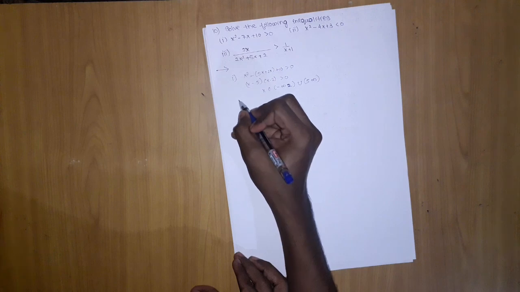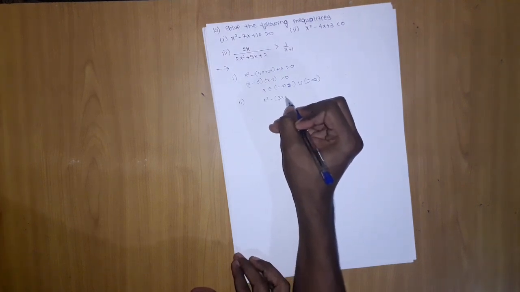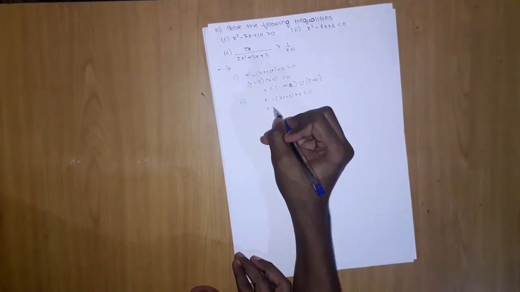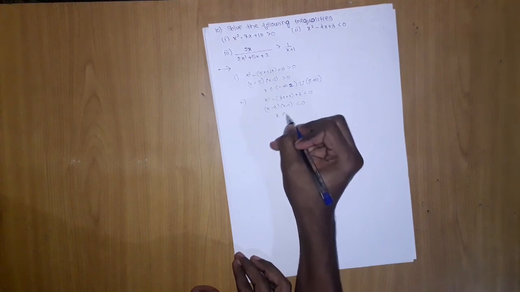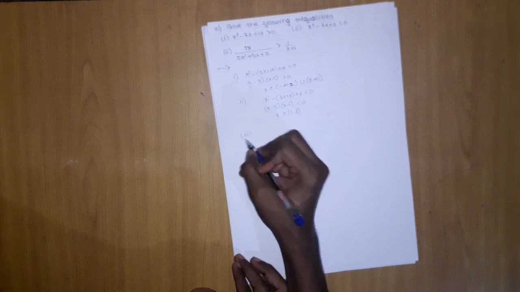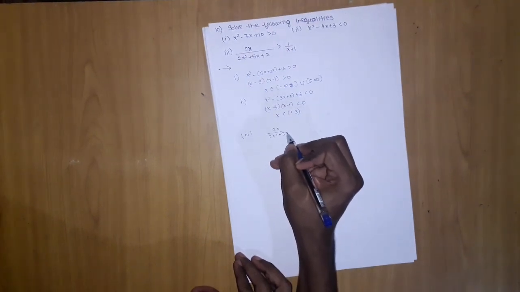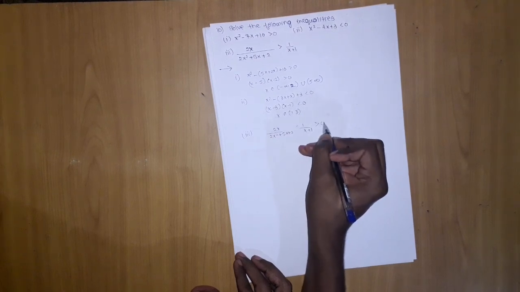In the second one, which is also similar to this, which will become 3x plus x plus 3 should be less than 0, so x minus 3 and x minus 1 less than 0, so x belongs to 1 to 3. Moving on to the last third question, which will be 2x upon 2x square plus 5x plus 2 minus 1 upon x plus 1 greater than 0.